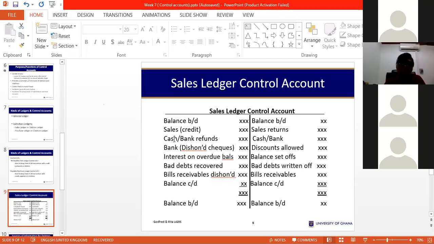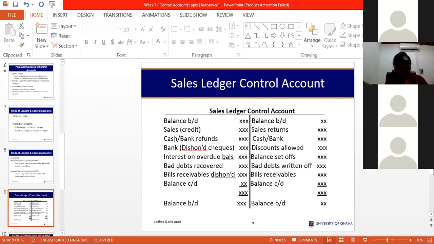Similarly, if the customers pay their debts, either by cash or by check, and it goes through, it also reduces their indebtedness. And so it is on the credit side. When we allow discount, recall that discount allowed is given for prompt payment. So if the customers pay promptly and the business entity gives them discount, we put all the discounts together and also credit it because it reduces the amount that they have to pay. Then the bad debts written off. I told you that after a while, if people are unable to pay, the rule is that you write it off after you have taken all the necessary steps. So once you do that, it also reduces the amount of debt the total customers owe you.